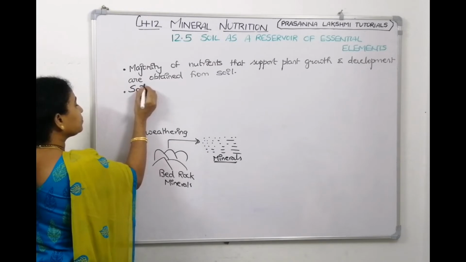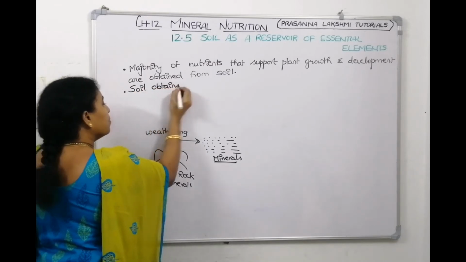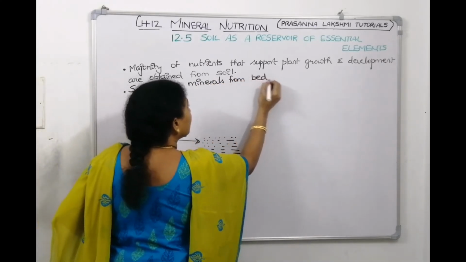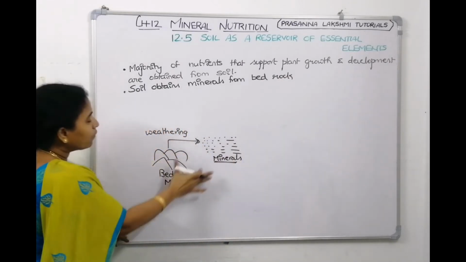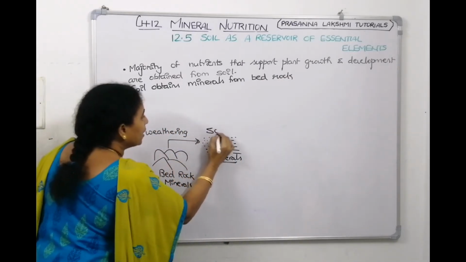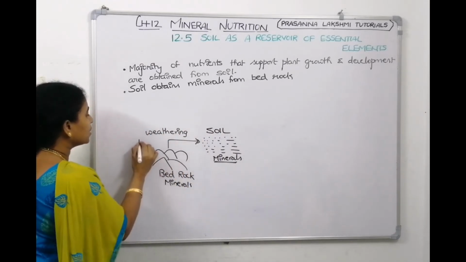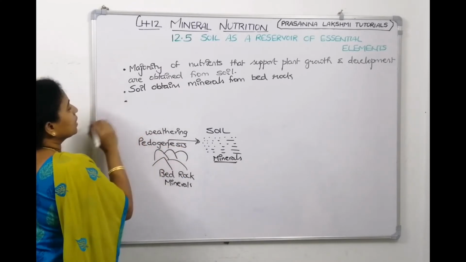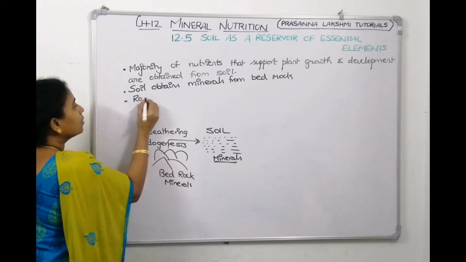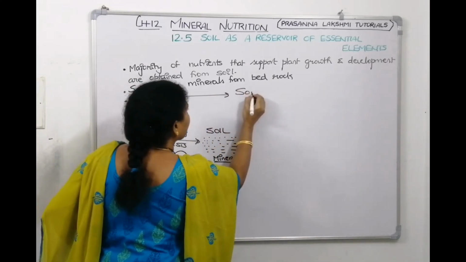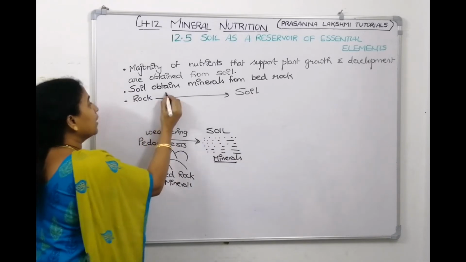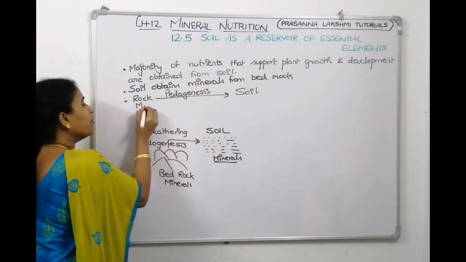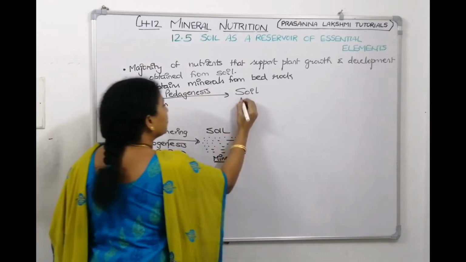So soil obtains minerals. How is soil obtaining minerals? From the bedrock. Now, bedrock, when it undergoes weathering, makes soil. And what is this process called? This process is called pedogenesis. So, what is pedogenesis? From rock to soil. The process of making soil from the rock is called pedogenesis. Right? So, the rock minerals will now come to soil.